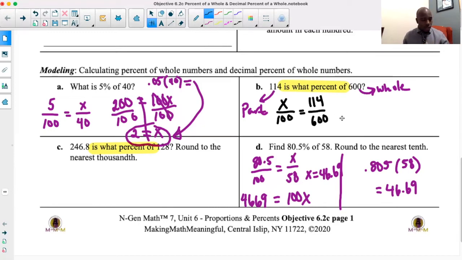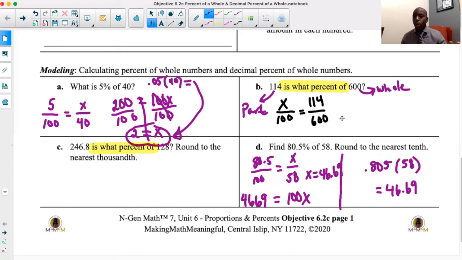All right, so Mr. Whitford, how do I do this? First thing I want you to do is you could cross multiply here. Of course, you can cross multiply. You could do 114 times 100. You would get 11,400. Then you would say, okay, now I got to divide by 600. Excellent. And you would get 19.